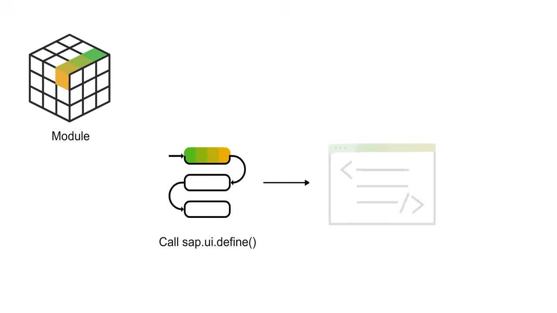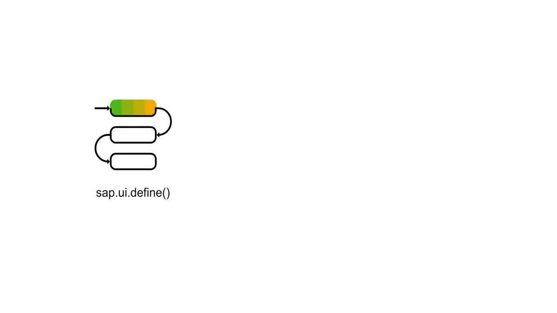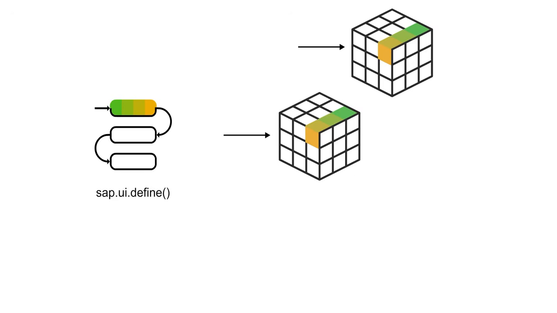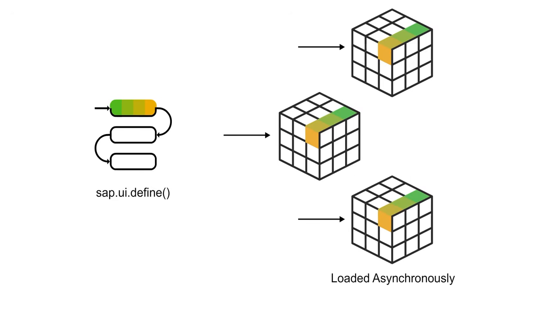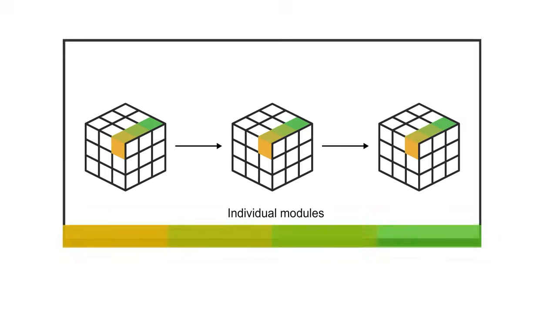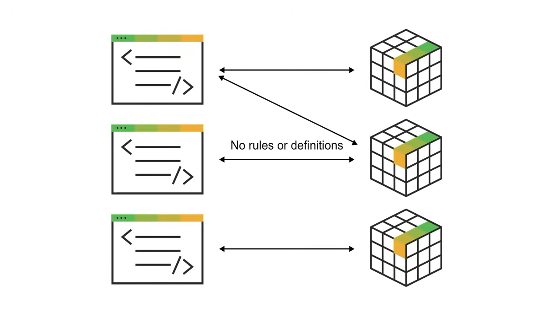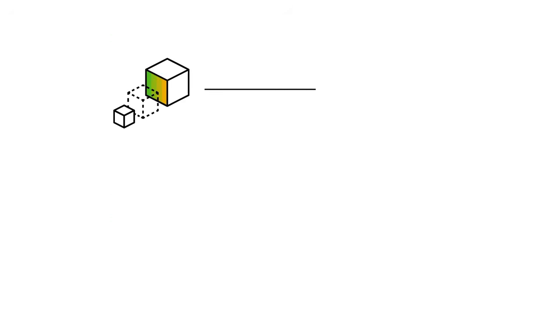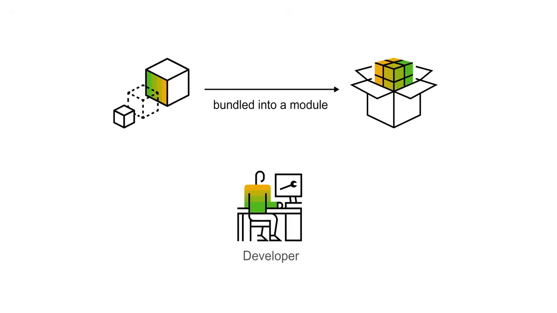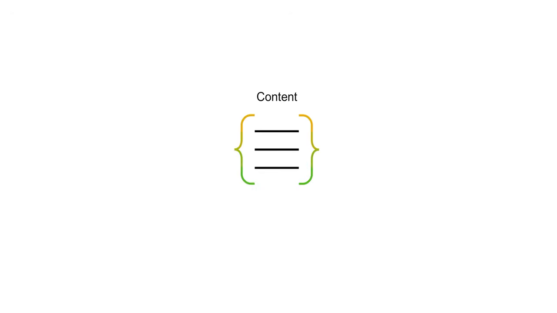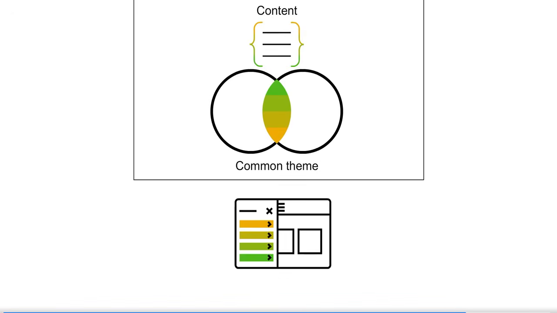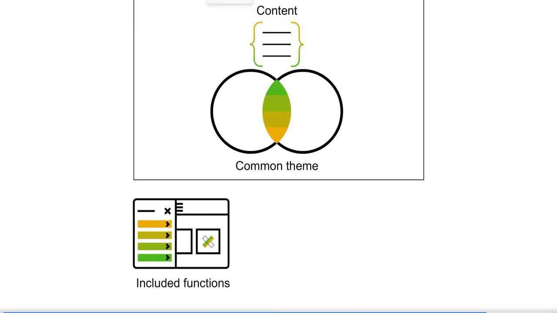For this module, we use the sap.ui.define method in JavaScript. This method allows you to define modules and load them asynchronously. These modules are loaded at runtime only whenever they are needed. There are no rules for what code belongs to a module. How code is bundled into modules is up to the developer. He can maintain the content under a common theme, and a module can also include functions dealing with specific topics, such as mathematical calculations, or anything else you want to add. That's how it works here.